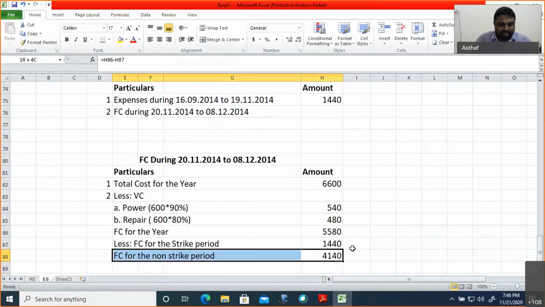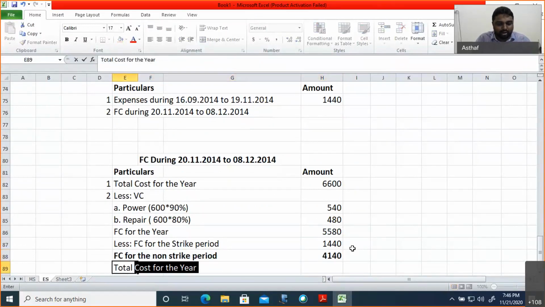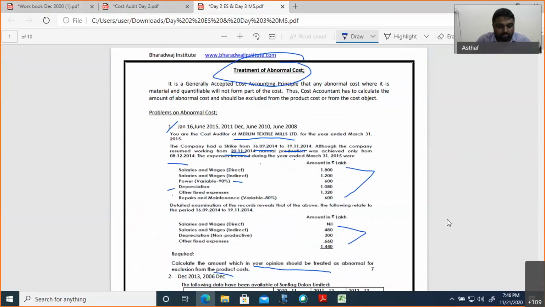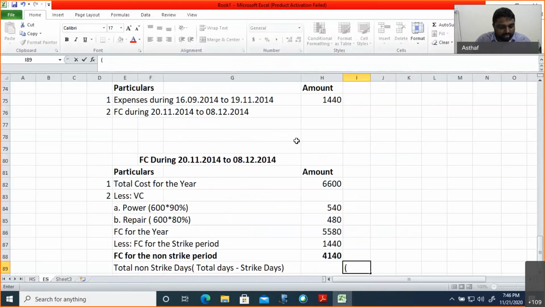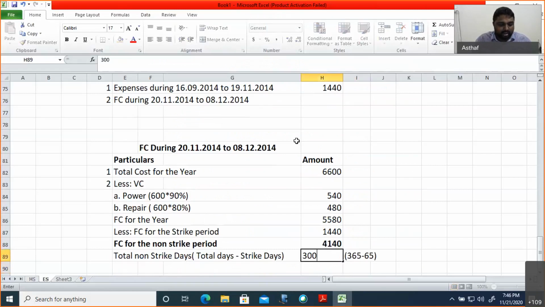Now we are starting the main thing. What is the total non-strike days? Total non-strike days will be total days minus strike days. What is the total strike days? Look here, your strike is from 16/9 to 19/11. If I am not wrong, it will be 65. So total 365, if you minus 65, it will be 300 days.